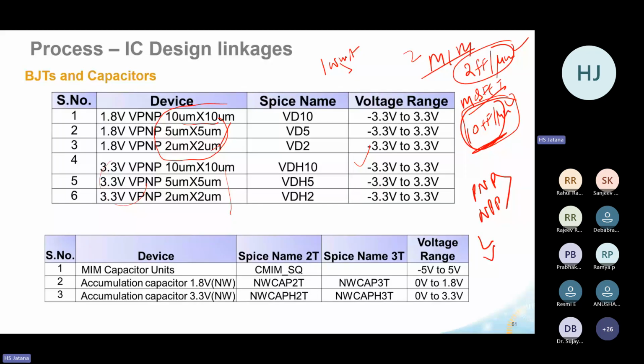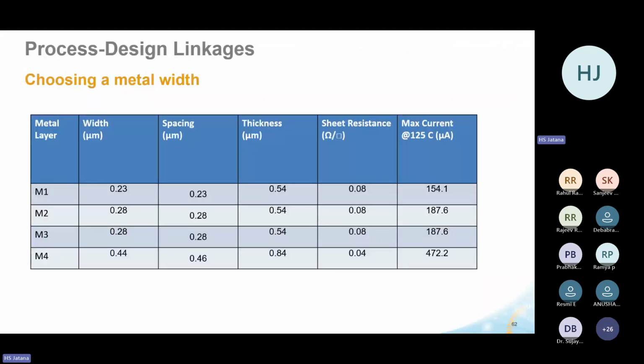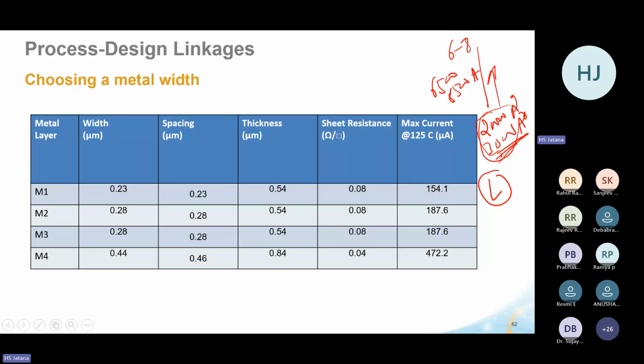Choosing a metal width: how do you choose a metal width? Normally in a process where you have say 6 to 8 metals, the first 6 metals have a thickness close to 6500 to 8500 angstroms. The top two metals will be very thick, maybe 20,000 or 30,000 angstrom thick. So their current carrying capacity will be more, and their resistance will also be quite less. When you are realizing an inductor, you will realize it on the top thick metals, because the sheet resistance is less.